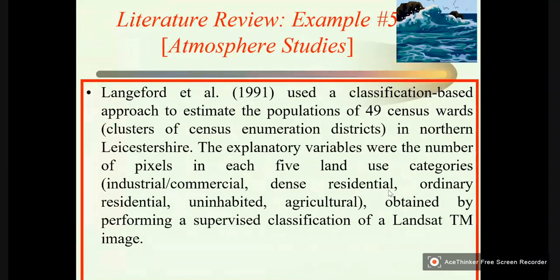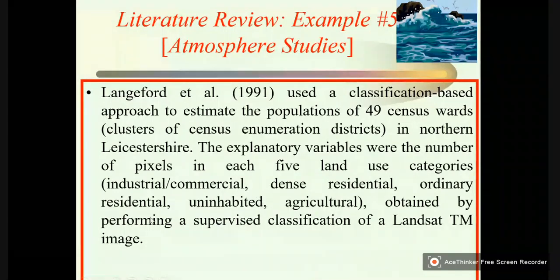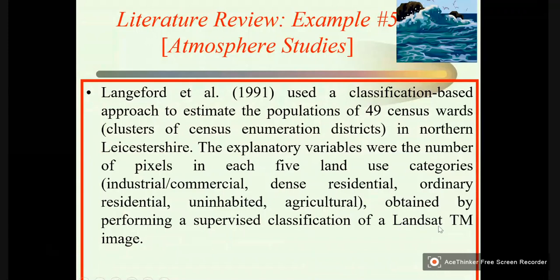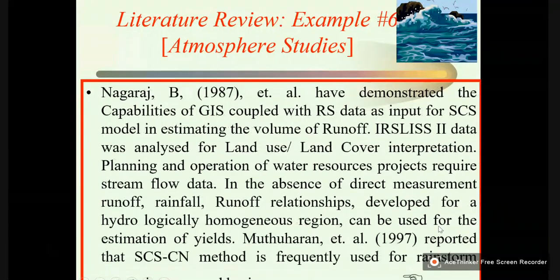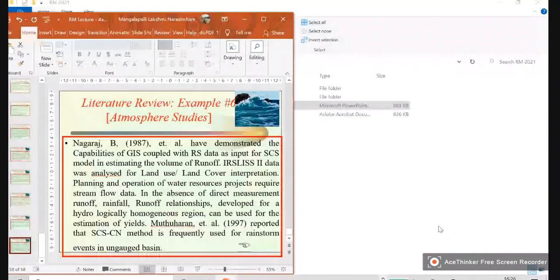our research literature review, we'll get information on what type of approach we have to proceed, what variables we have to consider, what type of method of presentation is required, and what type of classification or analysis of the results can be done. For example, here, in each of 5 land use categories obtained by performing a supervised classification of a Landsat imagery. So, like that, these are the examples.